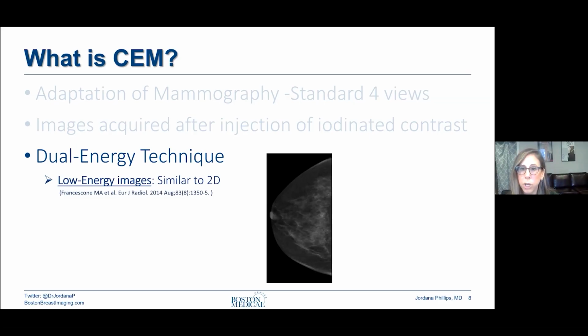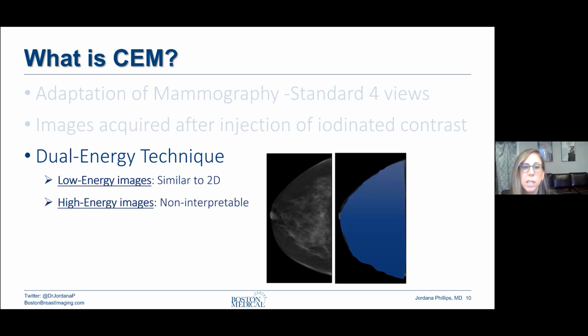You'll notice on the low energy image that there's already contrast in the breast, but you cannot see it on this 2D image, on the low energy image. And that's because this low energy image is performed below the k-edge of iodine, so it doesn't capture any of that iodine that's in the breast. The second image that's acquired is a high energy image. You'll notice it's blued out on my screen, and that's because it's non-interpretable. This high energy image is performed above the k-edge of iodine, so it captures all of that contrast material that's in the breast, but we don't ever see this picture.